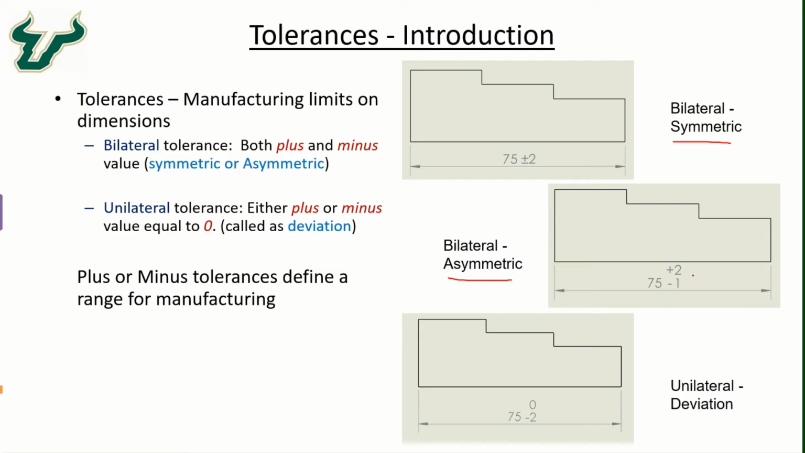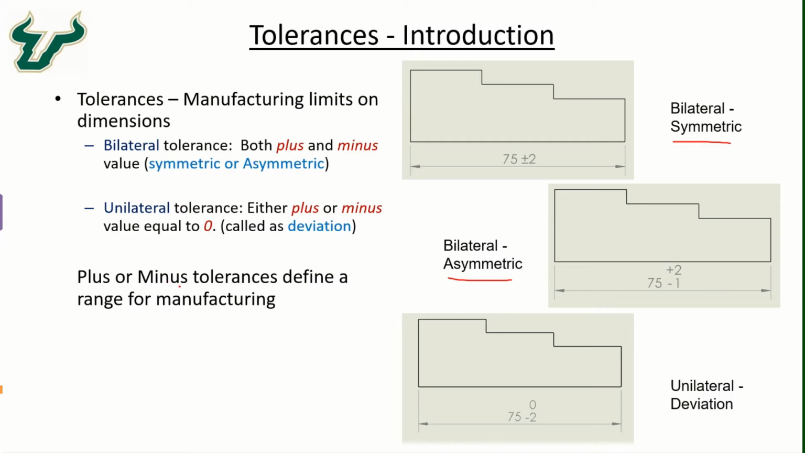The bilateral asymmetric tolerance is when you have unequal values in the plus and the minus direction. So we are allowed to have this part pass through the quality standard by going 2 units in the positive direction and 1 unit in the negative direction, which means that if this part is fabricated with dimensions ranging between 74 and 77, then this part will pass the quality standards.